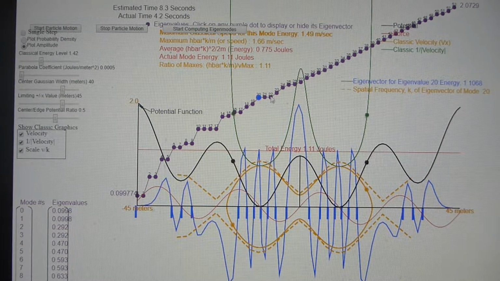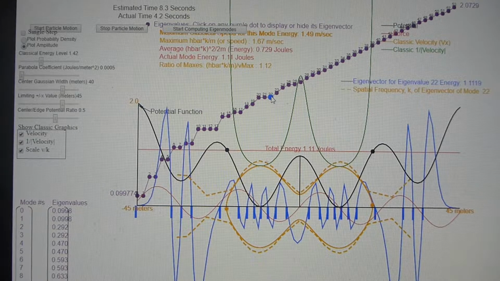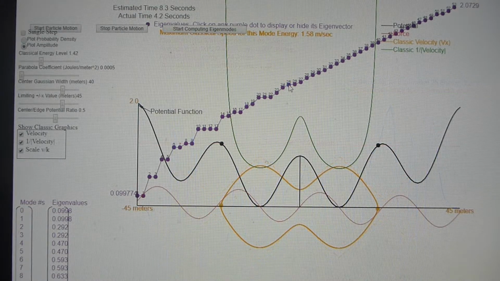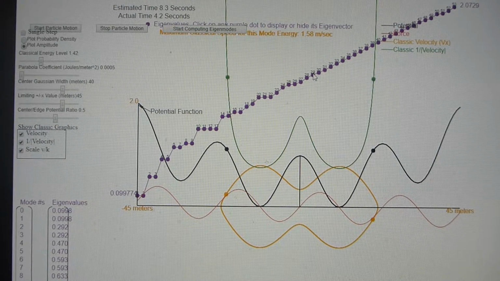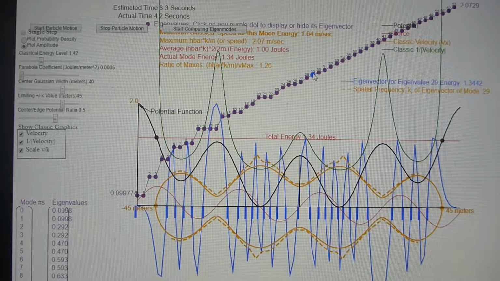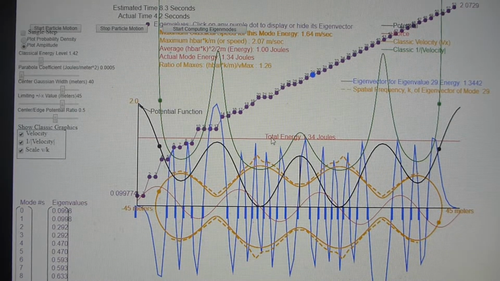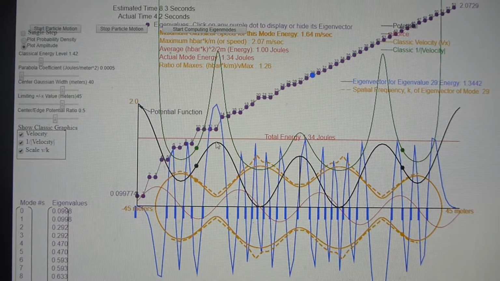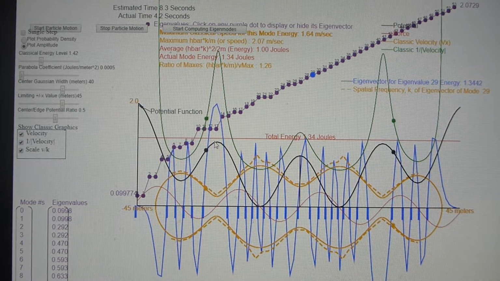Now we have higher modes here, and we'll continue on up till we get to the point where we have significant population. Okay, here we've exceeded the energy needed for the classical particle to get over the peak in the center, the second peak, and therefore you have a continuous distribution all the way.